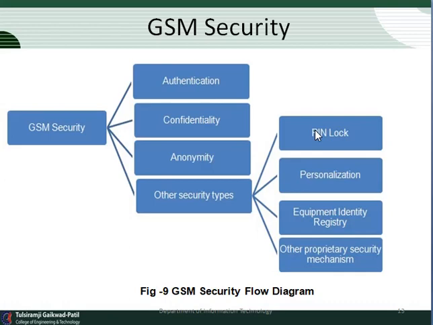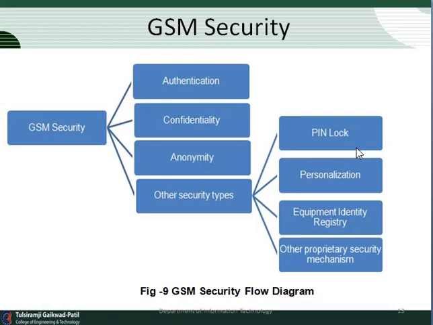What are the other security types? That is pin lock, personalization, equipment identity register, and other proprietary security mechanisms. What is the pin lock system? Pin lock system means, let's consider your mobile cell phone. We are providing an ID and password, a numeric password for security purposes. That is a phone lock, home screen phone lock, your pin lock, which is in numeric form.